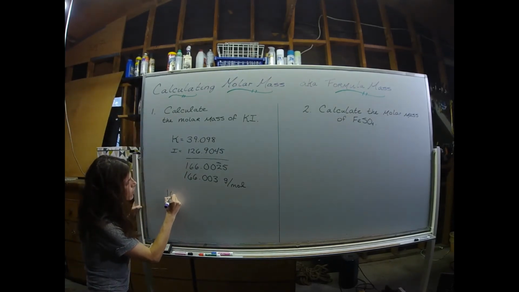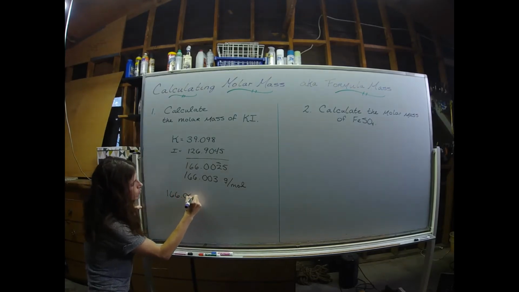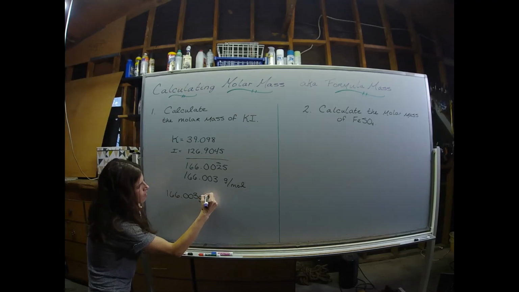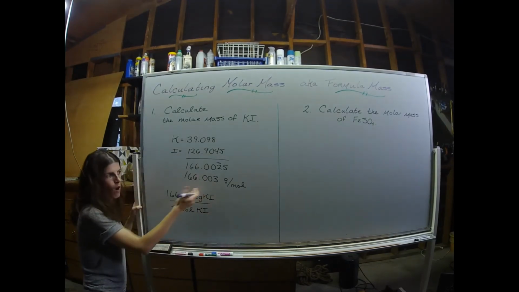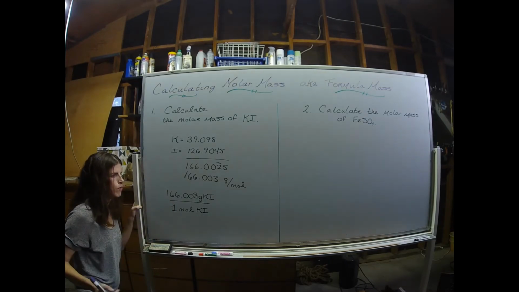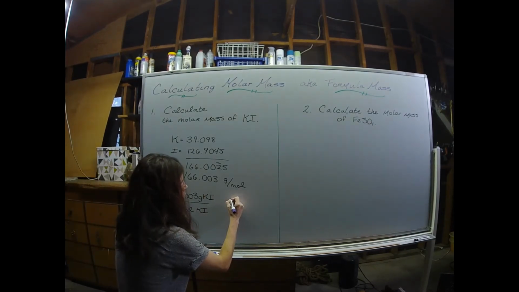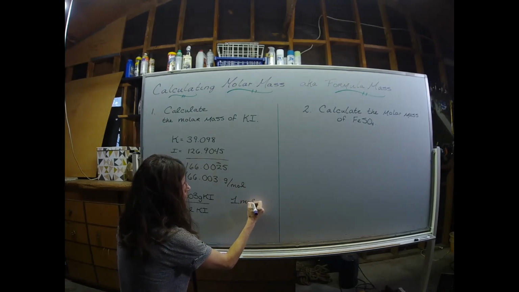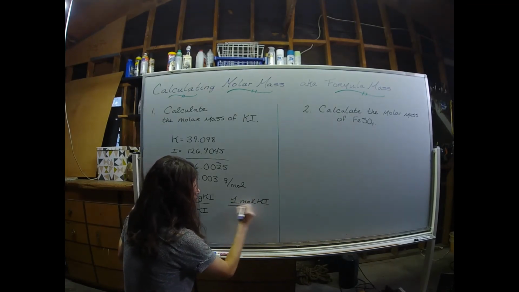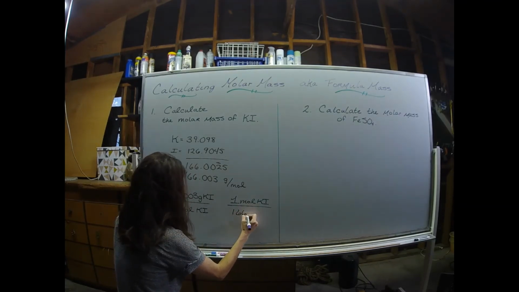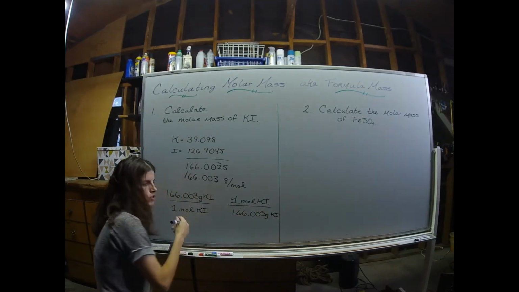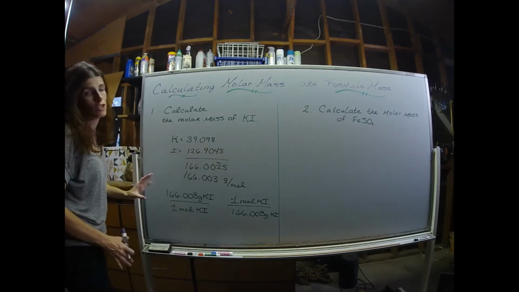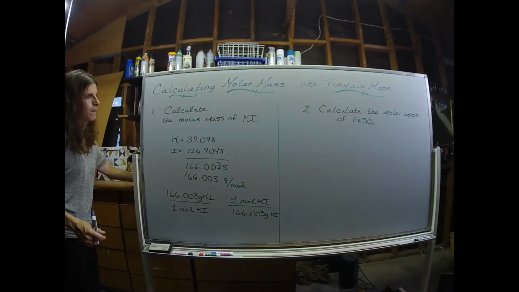So we can write there's 166.003 grams of potassium iodide in 1 mole of potassium iodide. So that's one way that we can rewrite this value, and it's going to be super useful. And then you're going to flip it. You might need to use it this way. You might need to say 1 mole of potassium iodide contains 166.003 grams of potassium iodide. So 2 conversion factors, and all the information is from the periodic table. Let's do the next one.